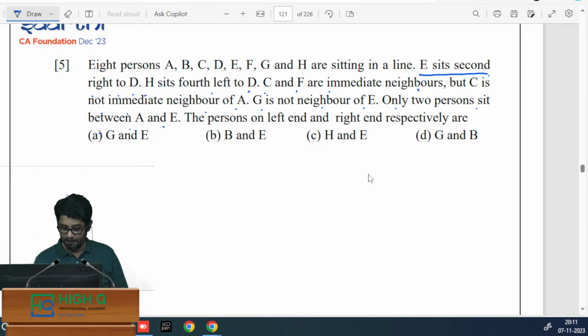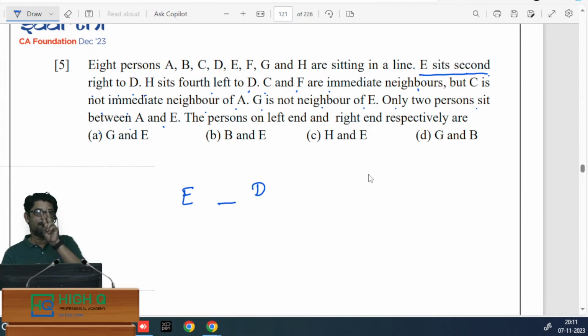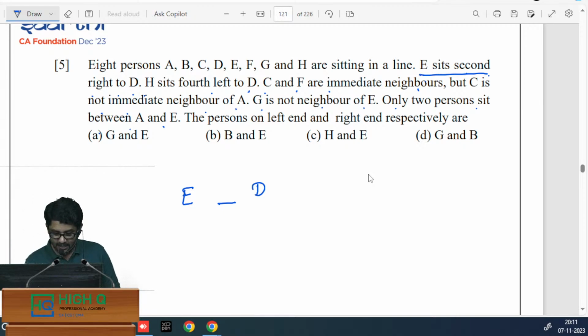Fine, listen here, my dear. First, E sits second to the left of D. So, D comes here. Is that right? Is it second left? The meaning of E is second left means in between D and E, one person will come. That is what the meaning. Next, H sits fourth left to D. That means what? 1, 2, 3. 3 persons will come. Then after that H will come. Is that right, my dear? Say yes or no.